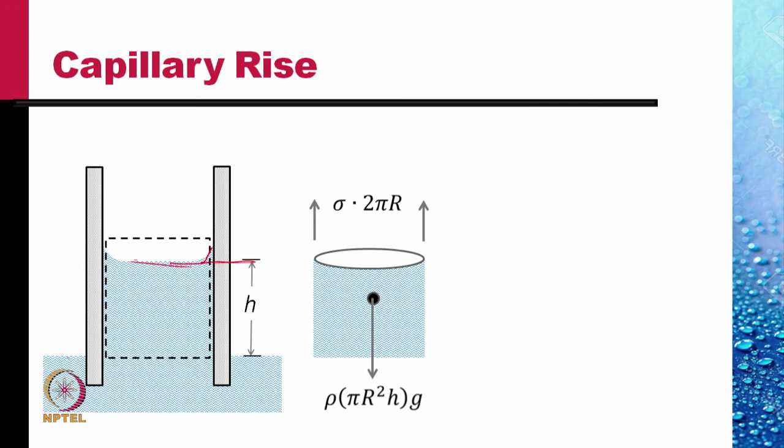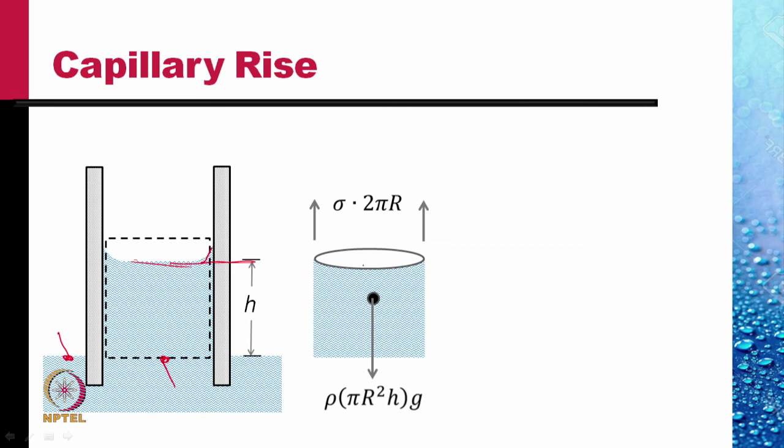Clearly, the pressure at this point is the same as the pressure at this point, the same level in a liquid connected with the same fluid. And the pressure here is atmospheric. So in this, the pressure on the top is atmospheric, and the pressure on the bottom is atmospheric.